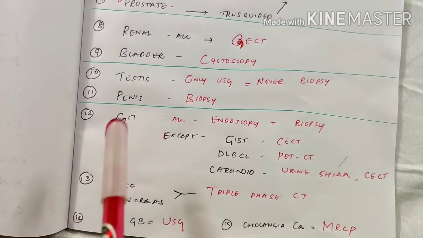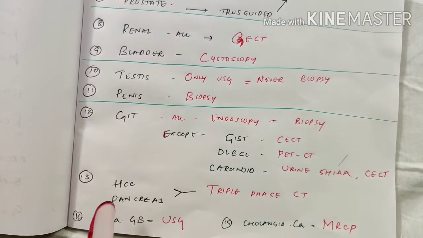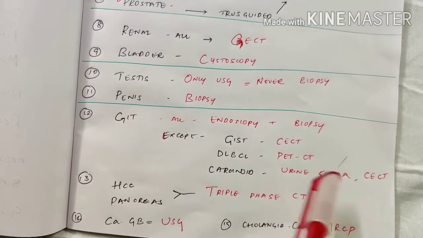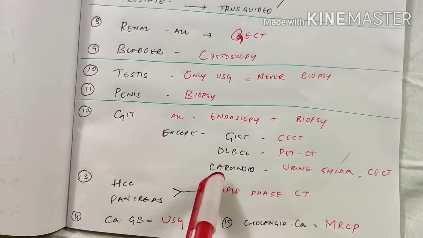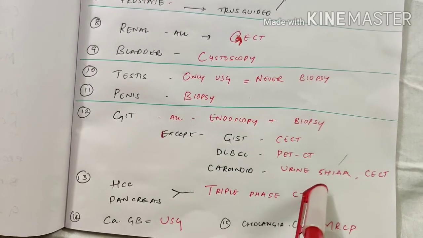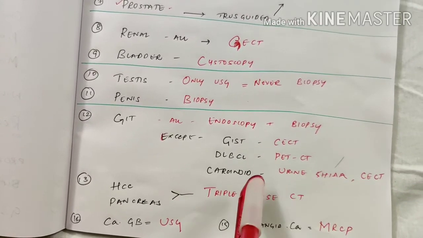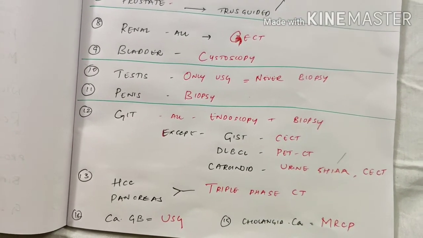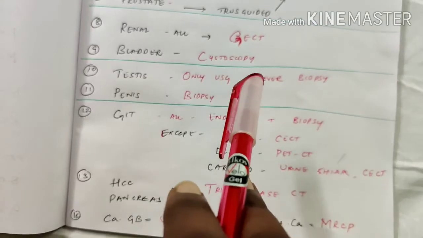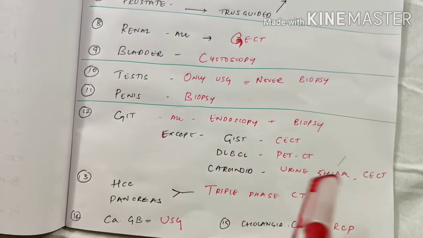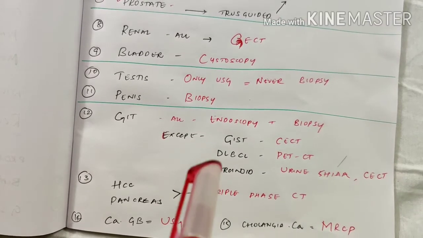Finally, to summarize, all GI cancers, you go for endoscopy and biopsy. Except GIST and carcinoid, you go for CECT. DLBCL, you go for PET-CT. But if they ask the investigation of choice for carcinoid, you put urine 5-HIAA before CECT. If they ask radiological investigation of choice, you go for CECT. So to clear the controversy: everything endoscopy and biopsy; GIST, carcinoid, CECT radiological; carcinoid normal, urine 5-HIAA; DLBCL, PET-CT.